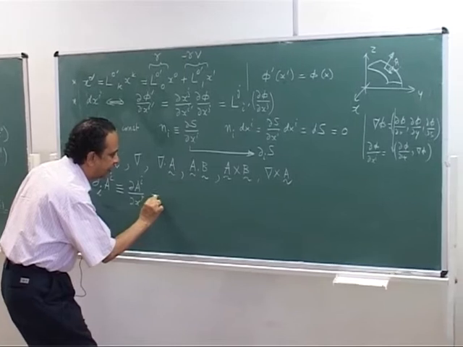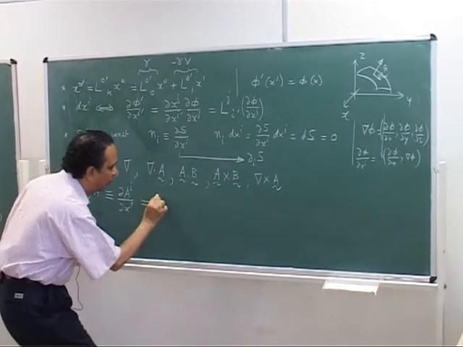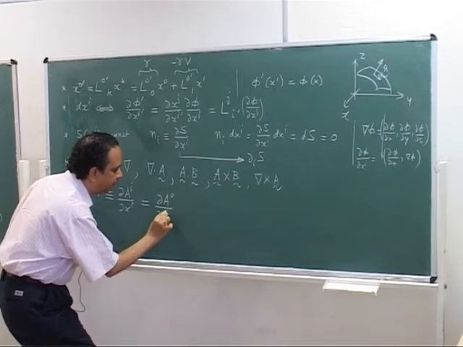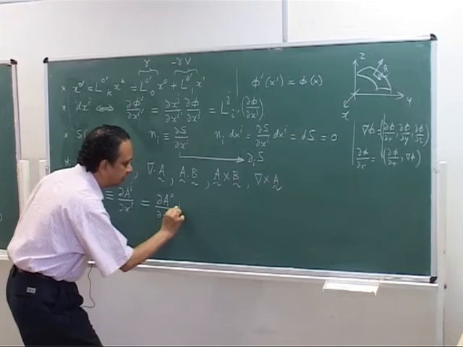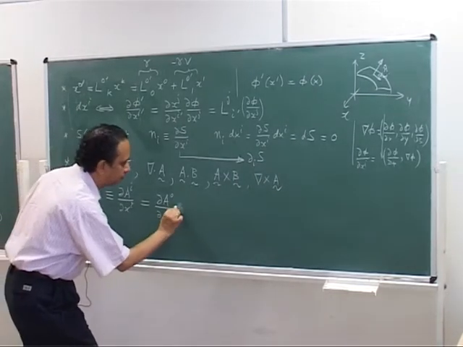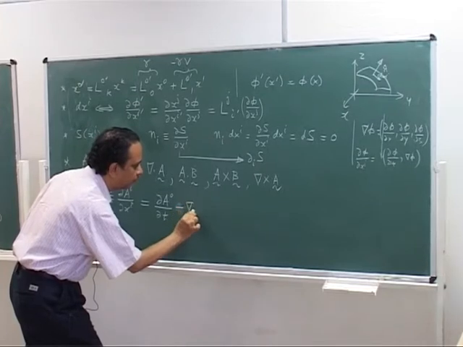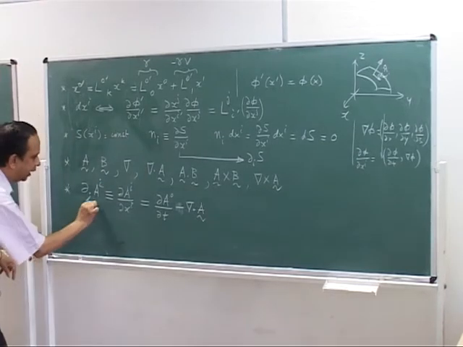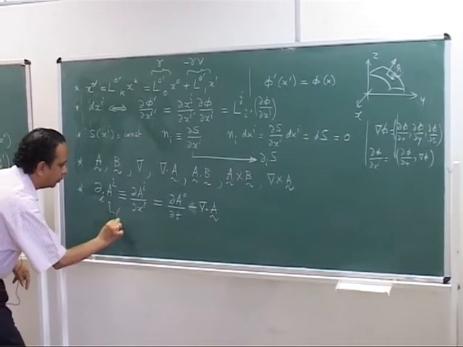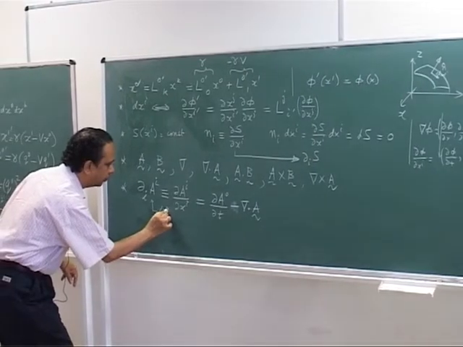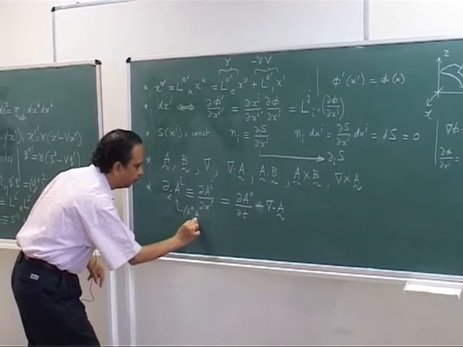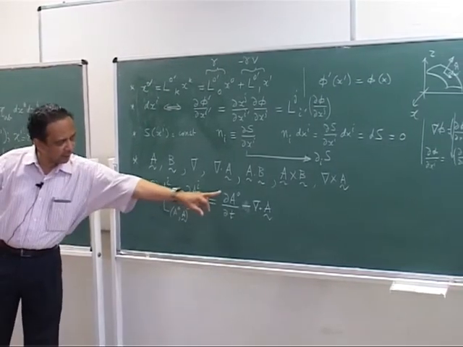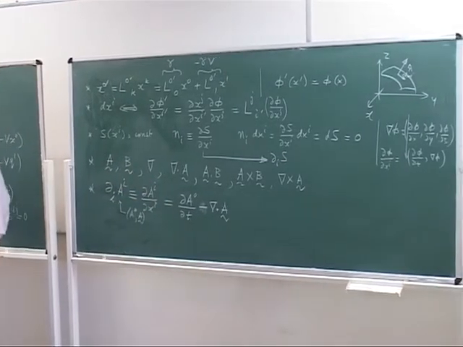Suppose your ai had components a0 and some 3 vector a, these are the components of that 4 vector. Then this will work out to d of a0 by dt plus minus divergence of a. When you work it out, you will get d a0 by dt minus divergence of a.